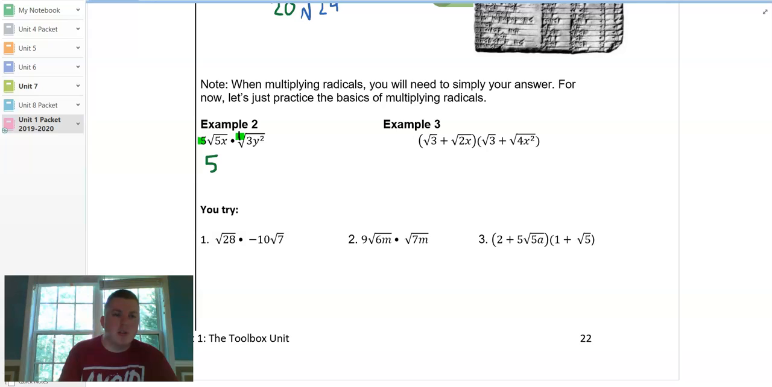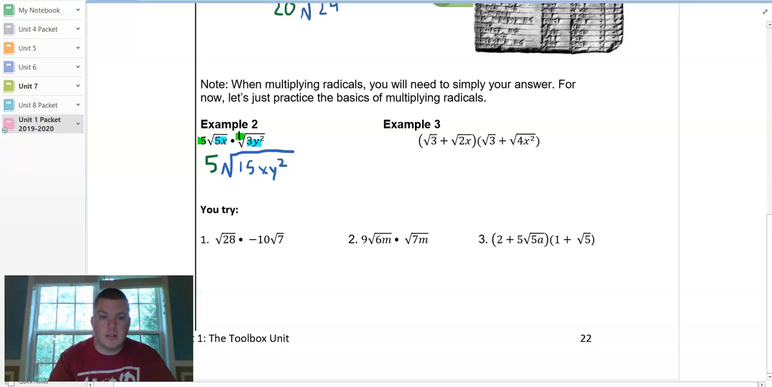And then I'm going to multiply my radicands together, the two numbers that are underneath the square root. Since those are both underneath the square root, whatever I get when I multiply them has to be under the square root. So I'm going to do 5 times 3, and that's going to give me 15. I have x. I don't have any x to multiply here, so that's just going to be 15x. And I don't have any y's here, so that's going to be y squared. So my answer is going to be 5 square roots of 15xy squared. And that's all I have to do for now. Again, we'll talk about simplifying in the next video.